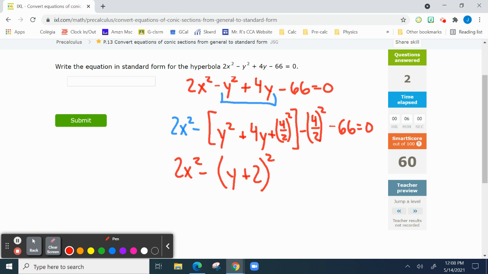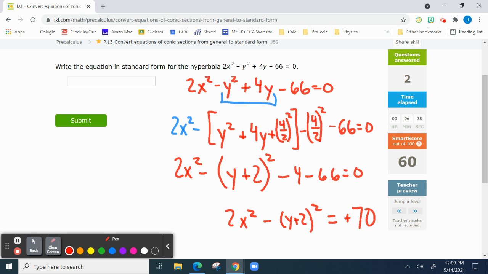And then it's going to be 4 divided by 2 is 2, squared is 4, minus 4 minus 66 equals 0. So then we're going to have 2x squared minus y plus 2 squared, and then that's going to be negative 7, is going to be plus 70 over there.